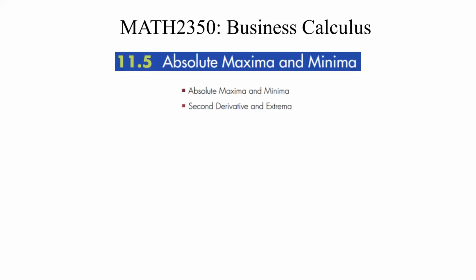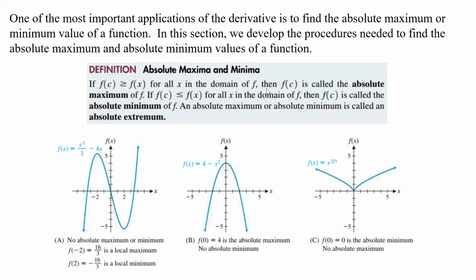All right, so here we're on 11.5 on absolute maxima and minima. So we're going to look at the absolute maxima and minima and look at the second derivative and extrema. One of the most important applications of the derivative is to find the absolute maximum or minimum value of a function. So in this section, we're going to develop the procedures needed to find the absolute max and min values of a function.